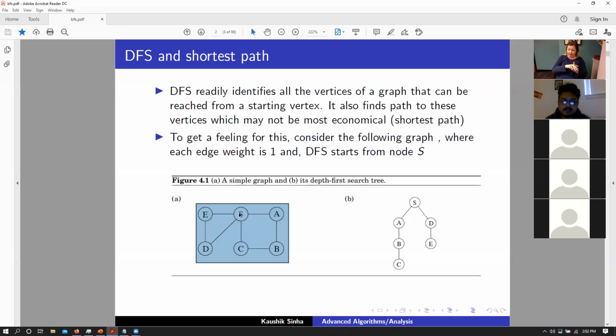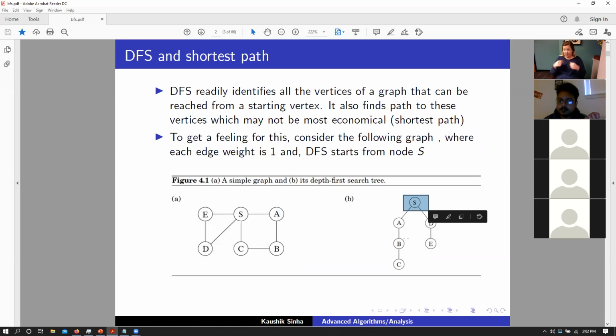Let's say we start from the node S, and as we perform DFS, we would first pick one particular edge that is connected to S. Let's say we picked A. Then, once we get into A, remember that until we have covered all the children of A, we can't go back to S again and explore other edges, right?